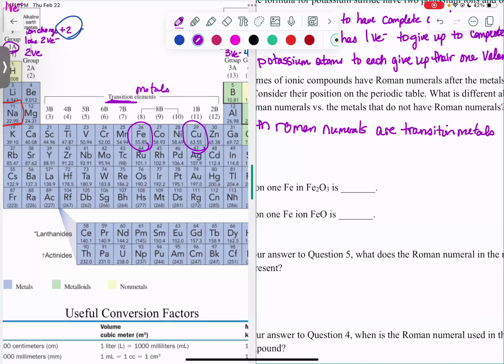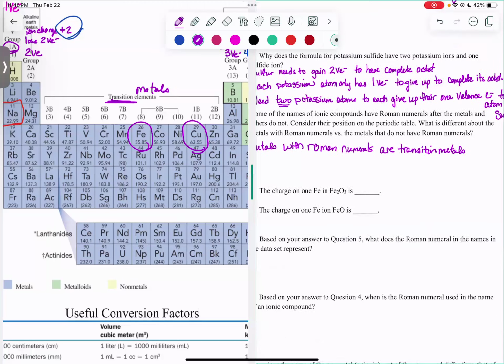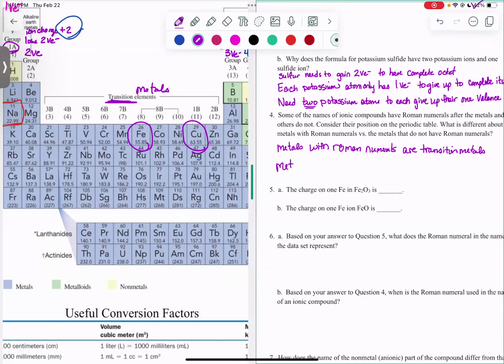Okay, so let's try to do another statement. Metals without Roman numerals are main group metals, okay? So that you know the difference. Now this is gonna get a little tricky.